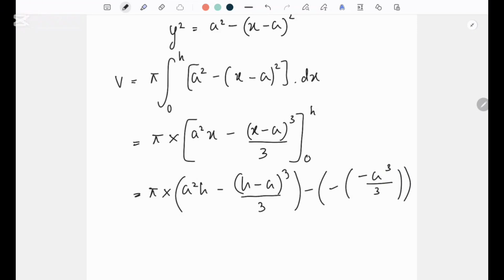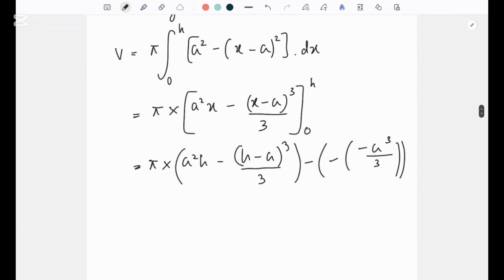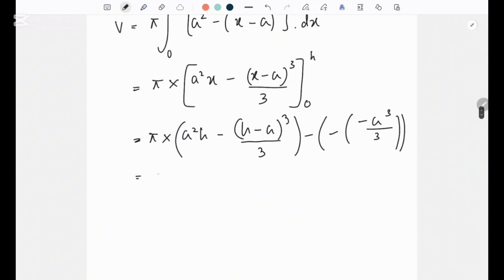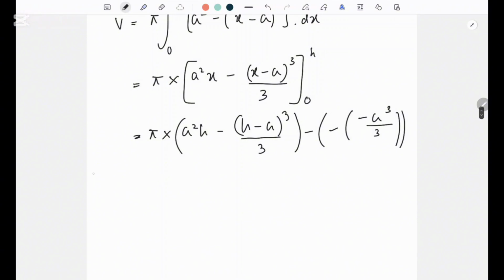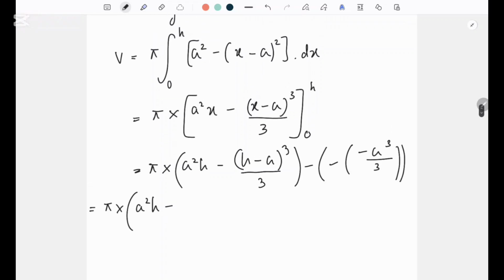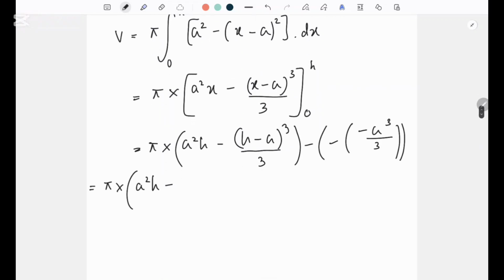Now let's expand the brackets. We keep pi outside: a squared h. Let me give some more space. a squared h minus (h minus a) to the power 3.